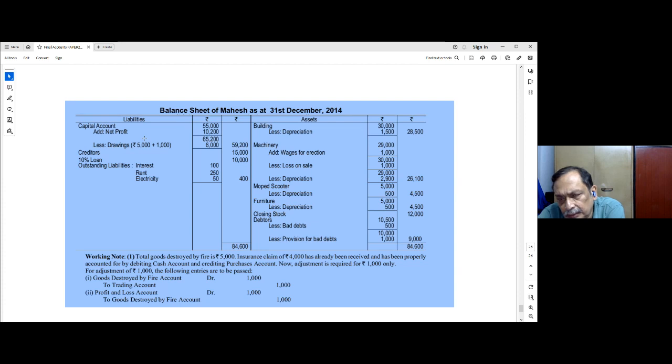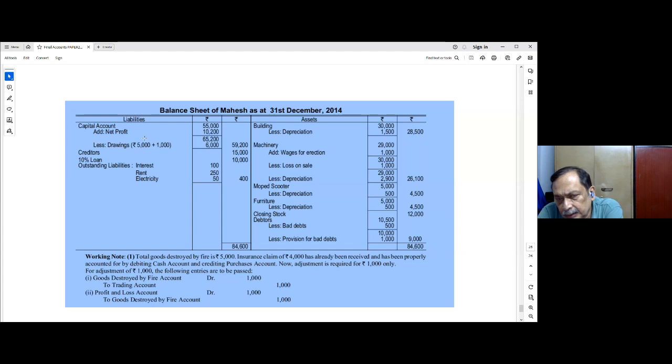Moped scooter, assuming for business, on which you have deducted the depreciation. Then furniture less depreciation. Closing stock is an adjustment entry given separately, not in the trial balance. So closing stock we have taken 12,000.